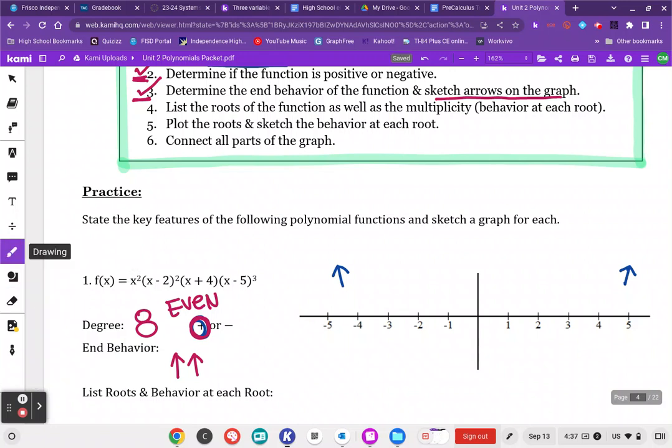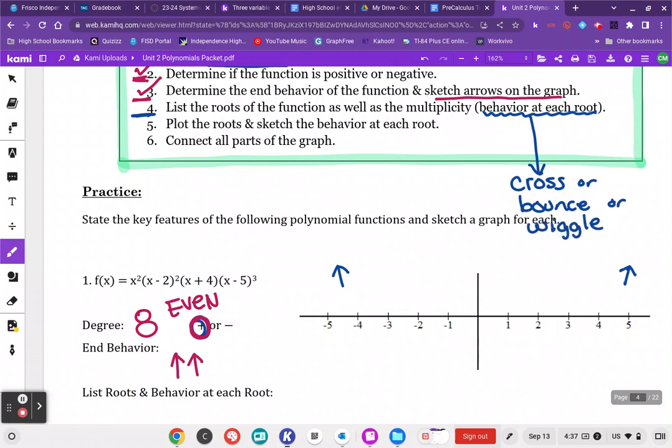Okay, next on the list of things to do is to list the roots as well as the multiplicity. That means the behavior at each root. Remember this, the behavior at each root is either a cross or a bounce or a wiggle. Each root is going to do one of those 3 things. So I need to know how to determine cross, bounce, or wiggle. And first I need to list all the roots.